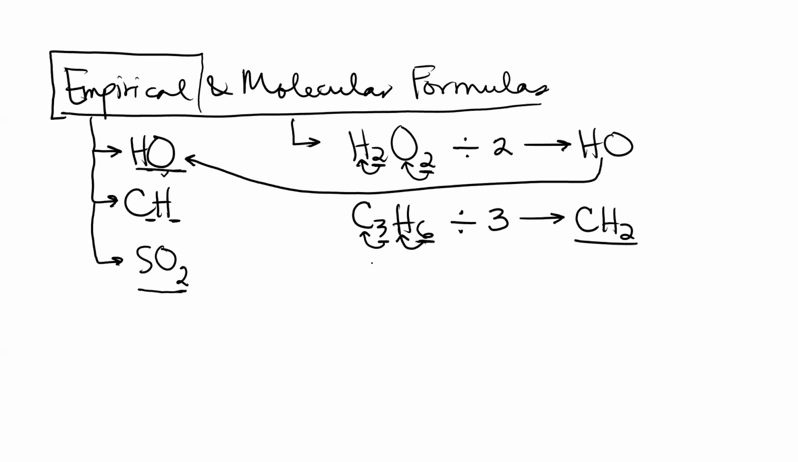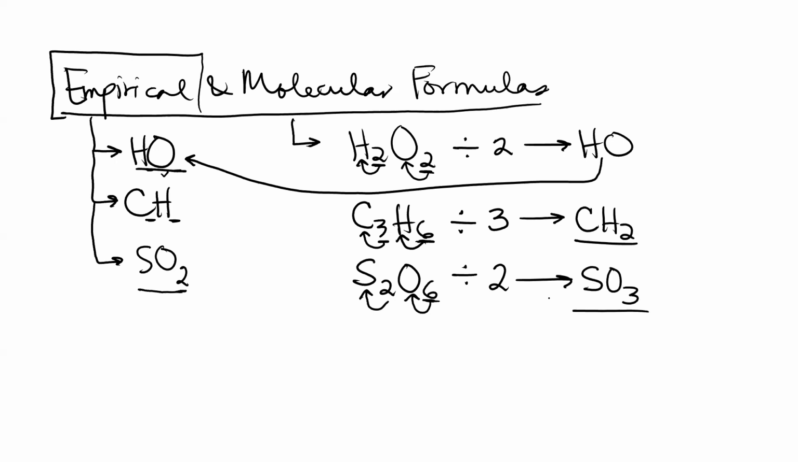Another example would be S2O6, right? So if you have S2O6 as your molecular formula, you have 2 sulfur atoms, right? 2 sulfur atoms and 6 oxygen atoms. And if we divide the subscripts by 2, we have SO3 as the empirical formula of this compound.